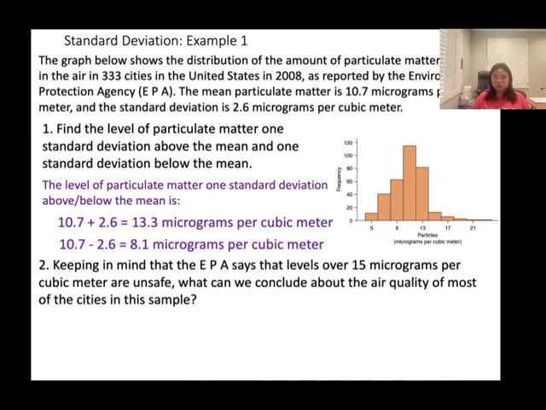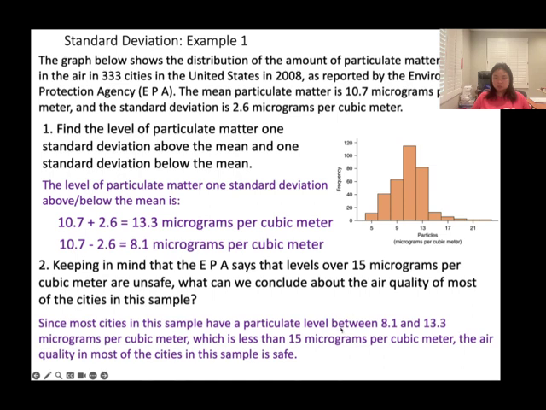Remember, for number 1, the majority of the data is going to stay within one standard deviation, which is from 8.1 to 13.3. Now, they do have a 15 micrograms. Okay, 15 is somewhere like here. So we know 13.3 for the one standard deviation is less than 15 micrograms per cubic meter. So the air quality in most of the city in this sample is safe.